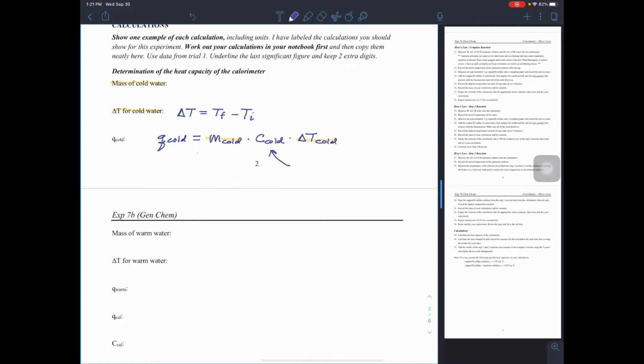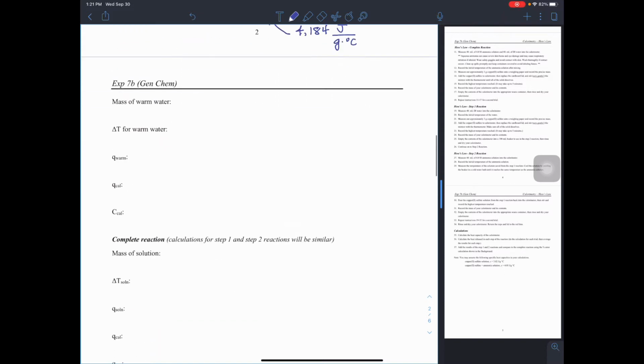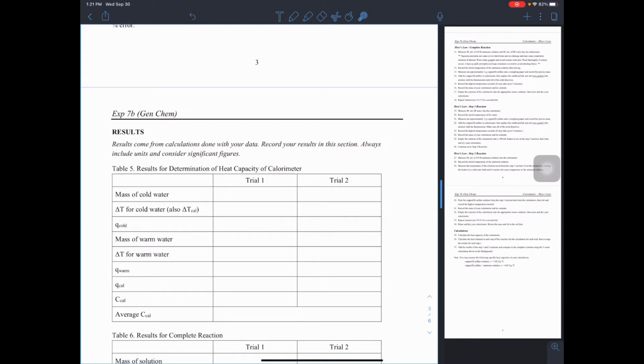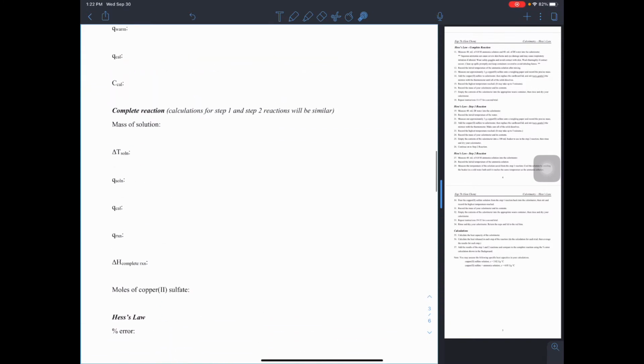C is not a mystery. C is the specific heat of water, which is 4.184 joules per gram degree Celsius. So you calculate Q cold. You write Q cold in the box for Q cold, right? Step by step.